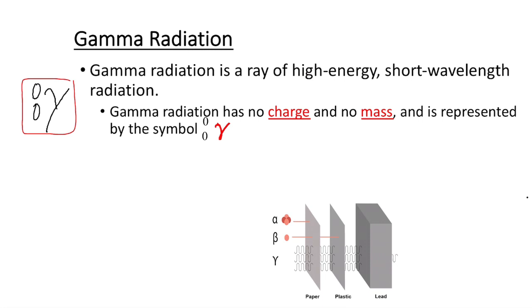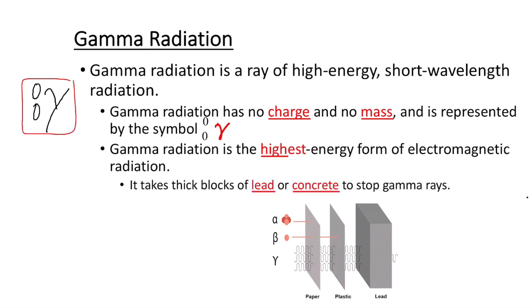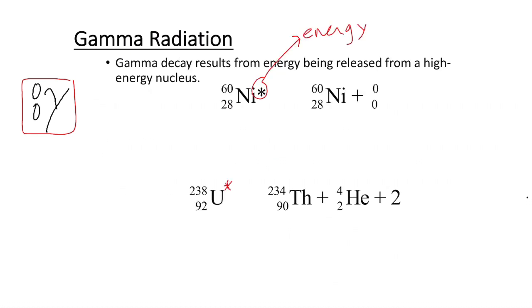Again, those 2 zeros represent the no charge and no mass. Gamma radiation is the highest energy form of the electromagnetic radiation. It takes a thick block of lead or concrete to stop gamma rays, so not quite as easy to stop as the other two. Gamma decay results from energy being released from a high energy nucleus.